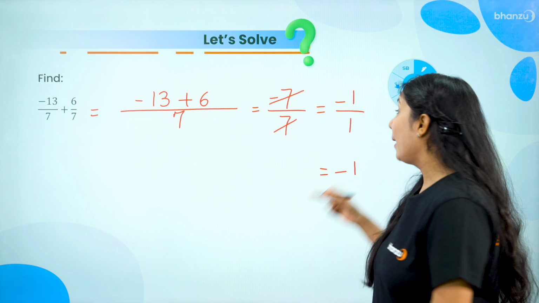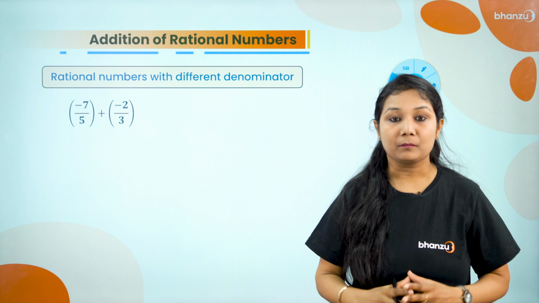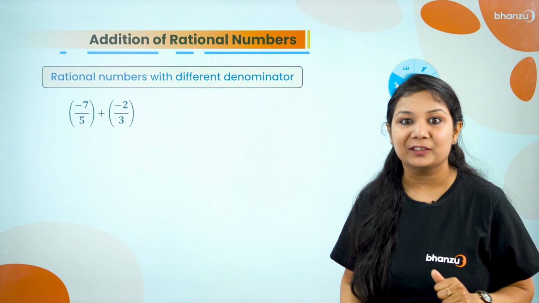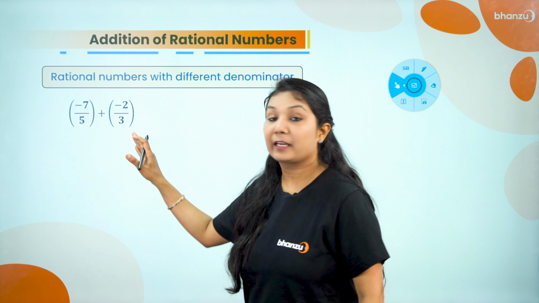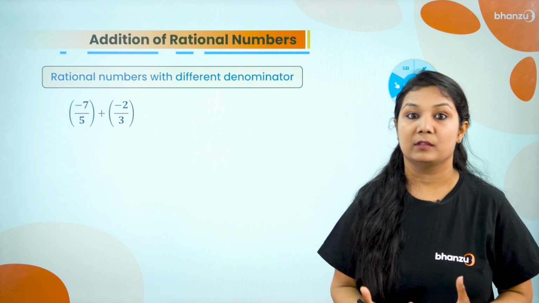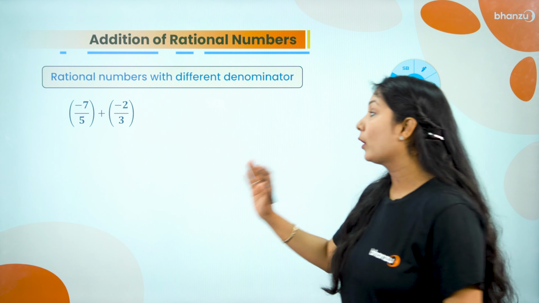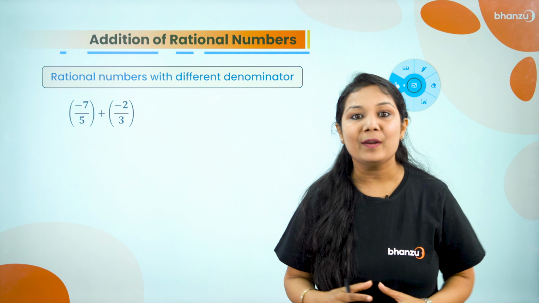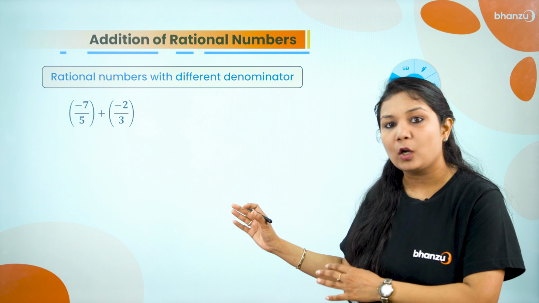Right? Now what would happen if the denominators were not the same? So we have to take the LCM. Remember we had done in the beginning of the session, take the LCM. So here if you see the denominators are different and they are prime numbers. So just multiply them to get the LCM. So what is 5 into 3? It's 15.